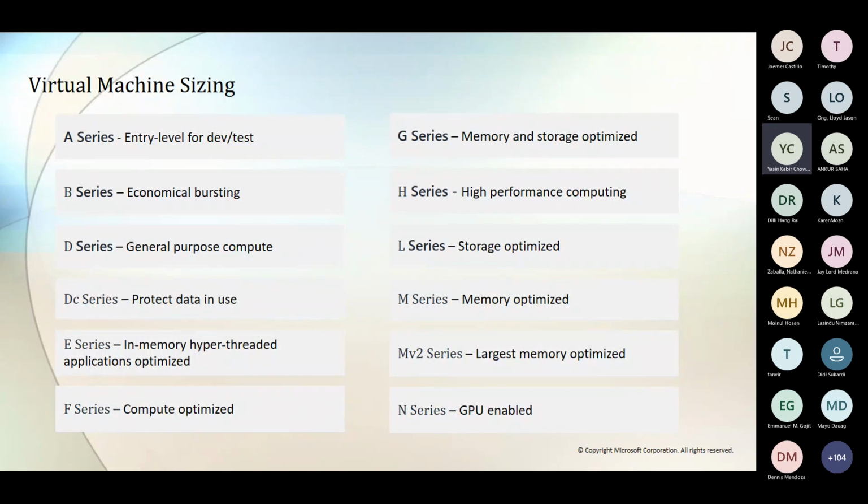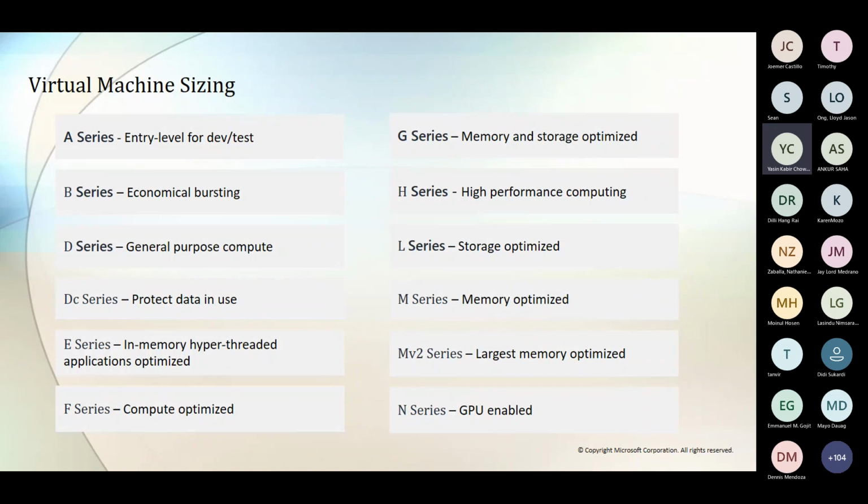DC series protects data in use. If you have data that must be protected, use DC series, because it includes an encryption method on that VM. E series is memory optimized, for hyper-threaded applications. If you need memory optimized work, then you will take the E series. F series is for compute optimized. G series is both memory and storage optimized. H series is high performance computing.